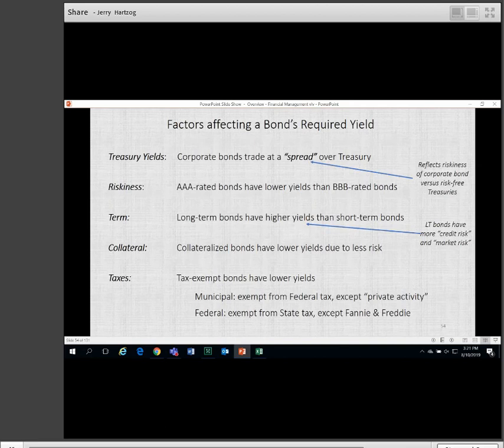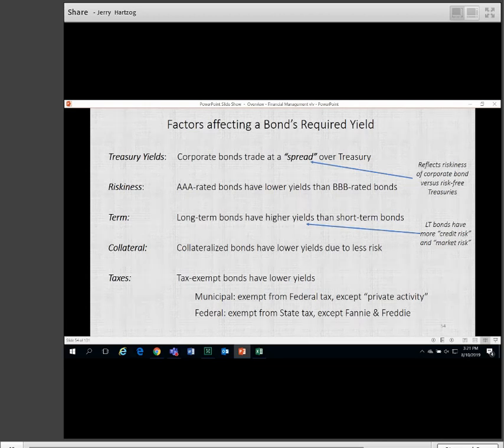What affects a bond's required yield? Well, one thing is Treasury security yields. Corporate bonds generally trade at a spread over Treasury. That is, United States Treasury securities are absolutely risk-free, but private corporations may go bankrupt, so there is risk.